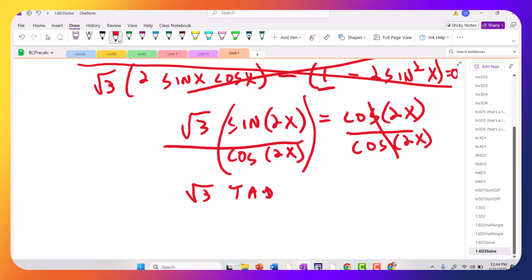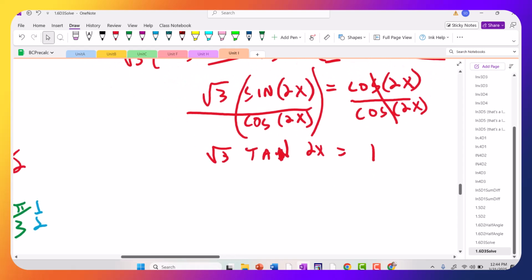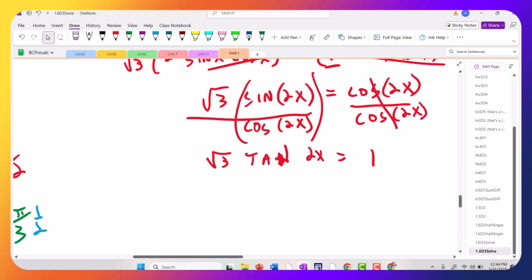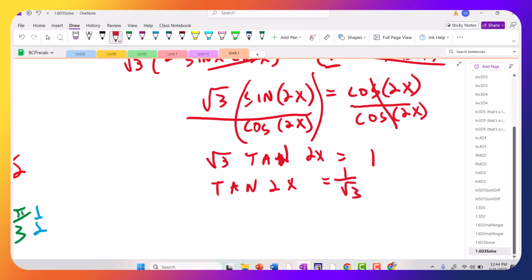And then this becomes, sorry, I had the 2 in my head there. And then this is not 0, it's 1. Okay, that's another thing that crushes me. The right side. Cosine 2x, same thing over itself is 1. And then this becomes tan 2x is equal to 1 over root 3. And then this is easy.